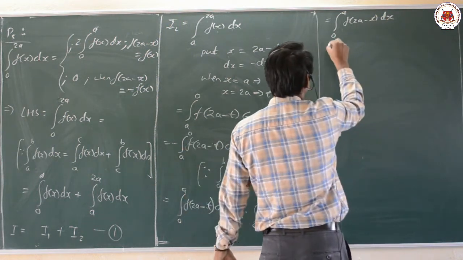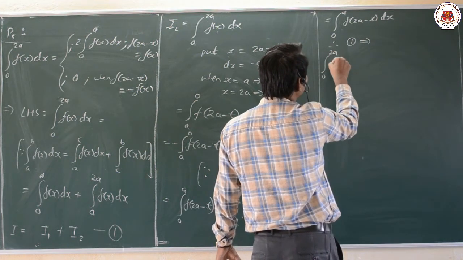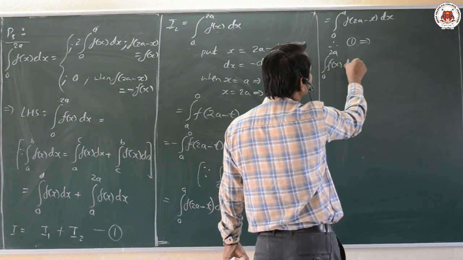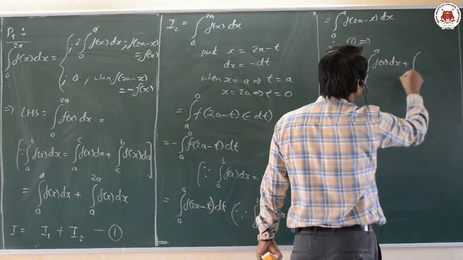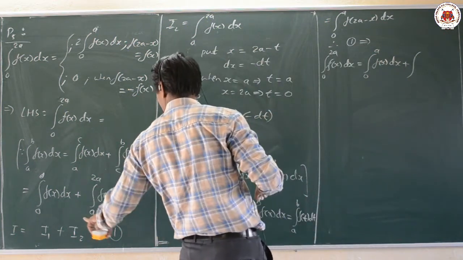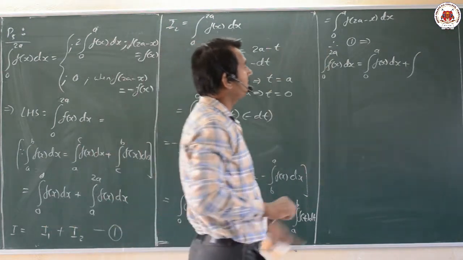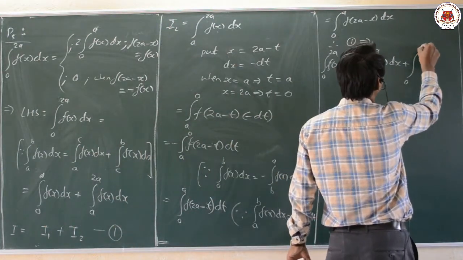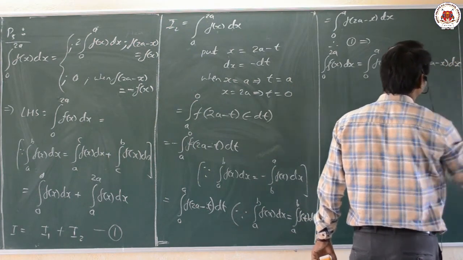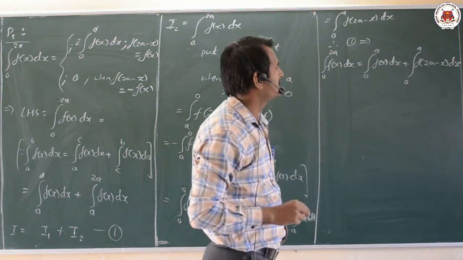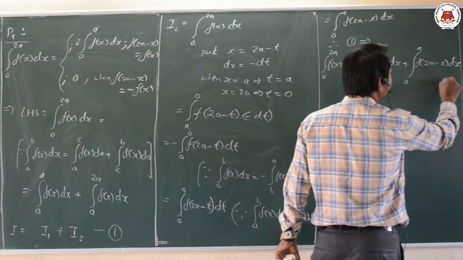So therefore, equation 1 implies integral from 0 to 2a f of x dx equals integral from 0 to a f of x dx plus the integral from a to 2a, that is I2. What is the value of I2? We got integral from 0 to a f of 2a minus x into dx. Now here we shall substitute the values and observe. Now you can take it as equation number 1.